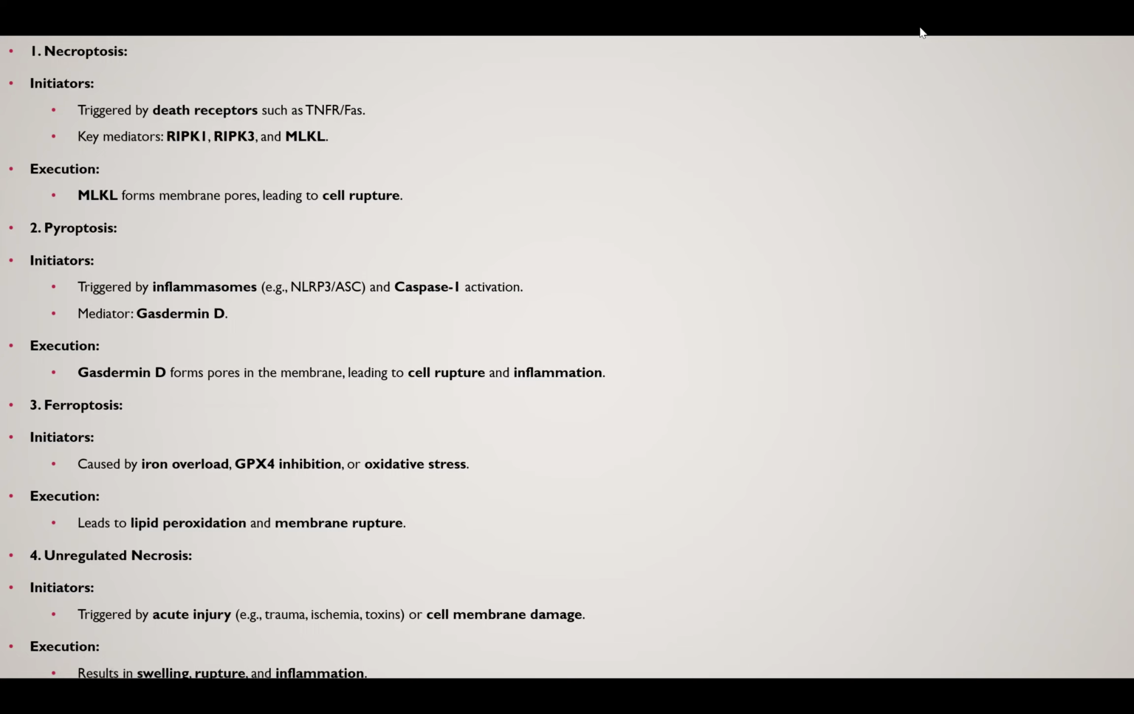Third, ferroptosis. The initiators are iron overload, GPX4 inhibition, or oxidative stress. Execution leads to lipid peroxidation and membrane rupture. Fourth, unregulated necrosis. The initiators are triggered by acute injury, for example trauma, ischemia, toxins, or cell membrane damage. The execution results in swelling, rupture, and inflammation.